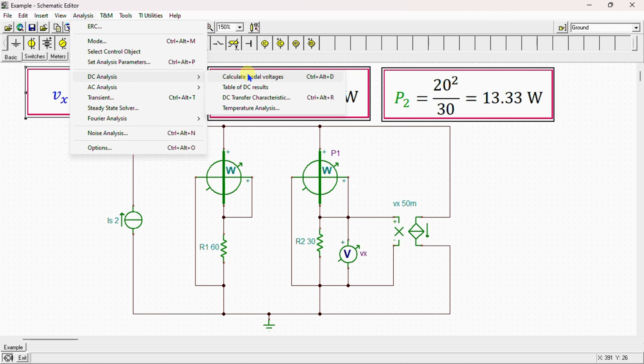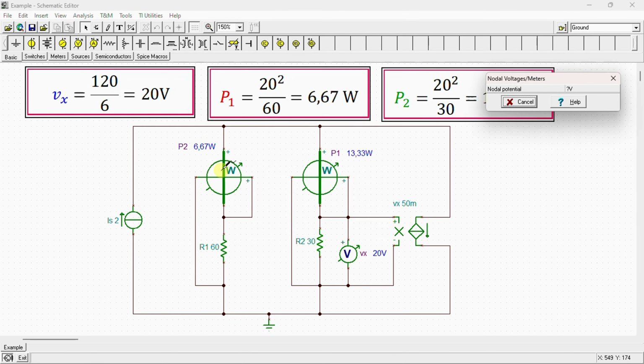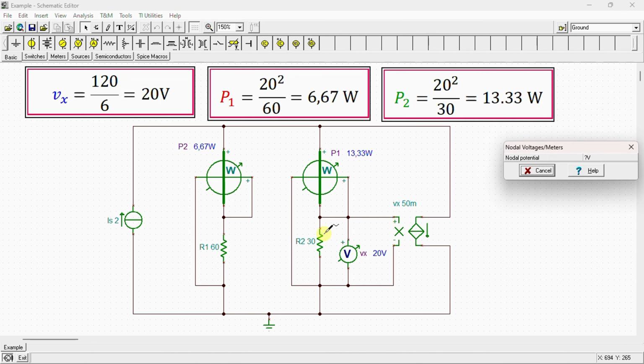This analysis calculates the nodal voltage. We can see here that the dissipated power in the resistor R1 is equal to 6.67 watts, and the dissipated power in the resistor R2 is equal to 13.33 watts. Upon completing the network simulation, we can clearly observe the similarity between the simulation and calculation results. This serves as a validation or verification of our work.